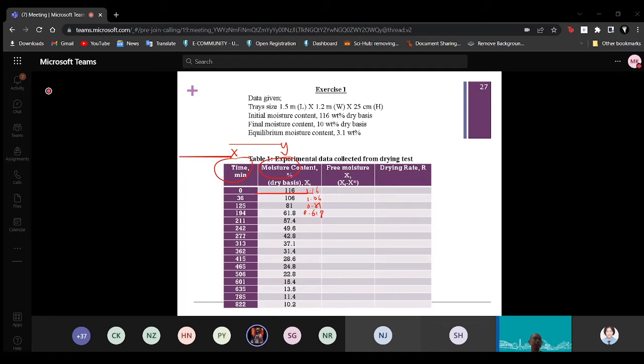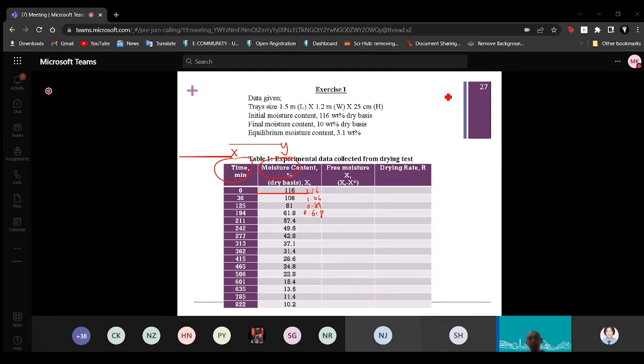This data is basically from conducting an experiment. Normally in drying, you have to conduct an experiment, then you can get accurate data. So what needs to be done? I think if you already took the unit operation lab, I believe there is one module on drying, the tray dryer. So the same setup as the tray dryer.